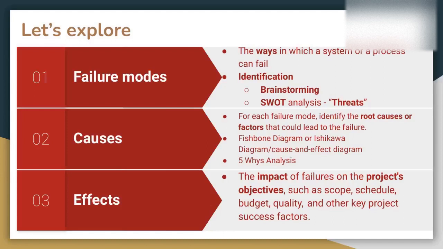The ways in which a system or a process can fail basically correspond to the failure mode. So, what are the different ways in which a system or a process can fail? That's the failure mode. How do you identify that as a project team? Well, you can use some commonly used or well-known techniques such as brainstorming or SWOT analysis, right?